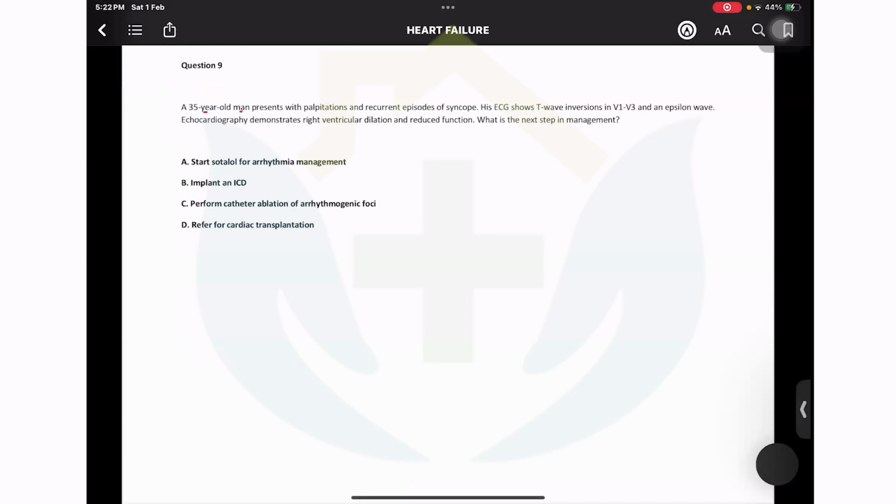A 35-year-old man presents with palpitations and recurrent episodes of syncope. So he's just 35, with palpitations and recurrent syncope. ECG shows T wave inversion in V1 to V3 with an epsilon wave. So where is an epsilon wave found? ARVD. Yes, so it is ARVD. Echo demonstrates right ventricular dilatation with reduced ejection fraction. What is the next best step?